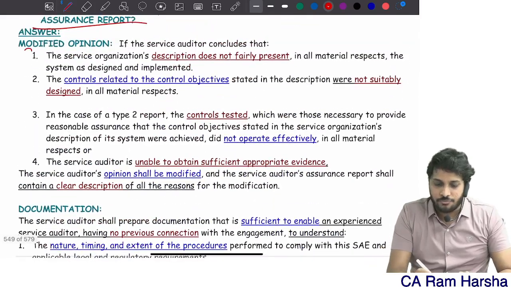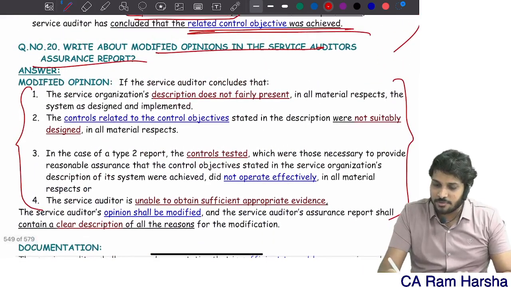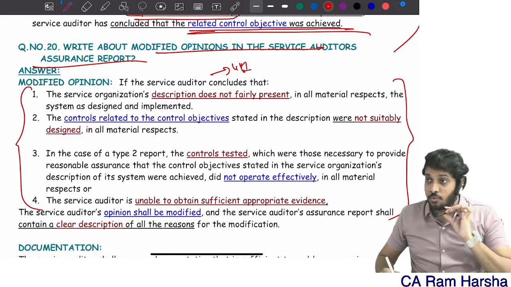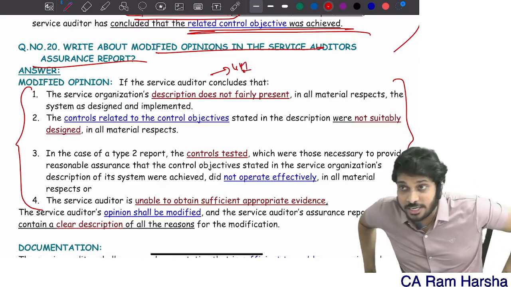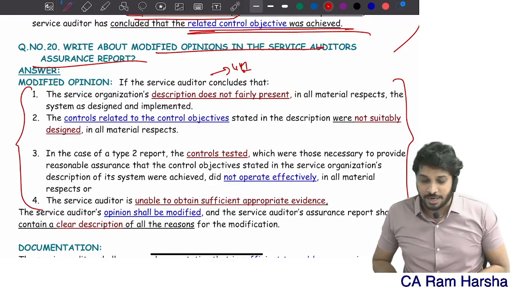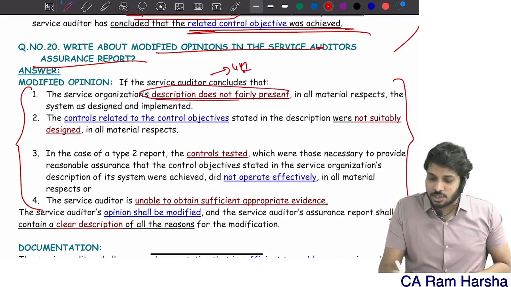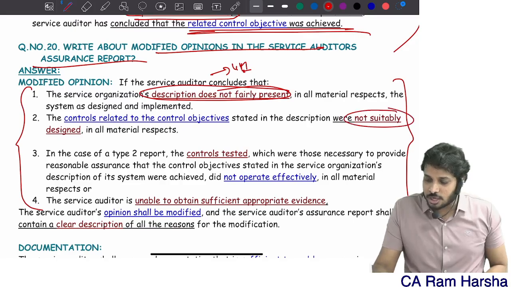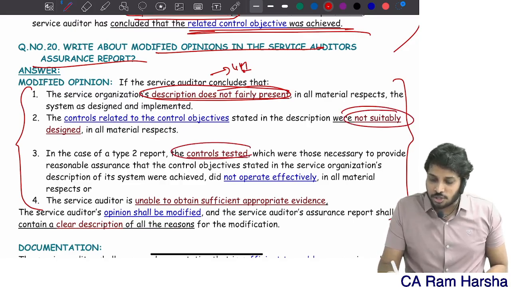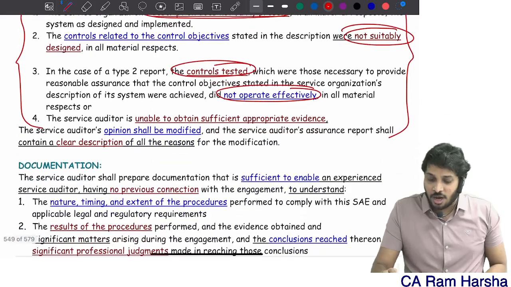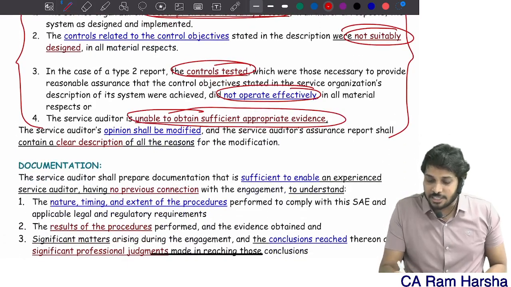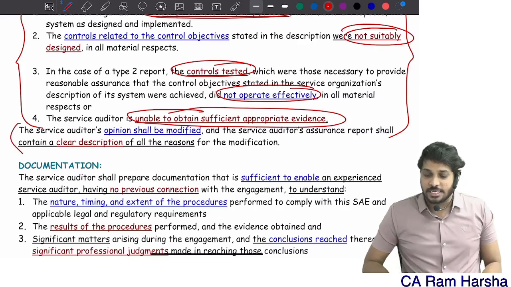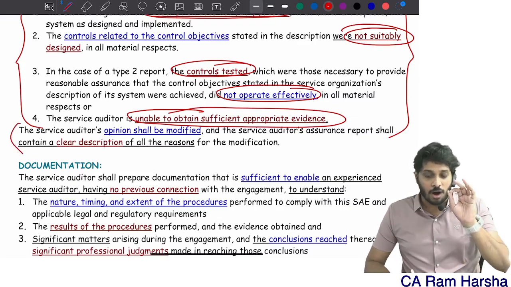There are 4 circumstances. They'll give you this 4 marks question: under what circumstances shall the service auditor issue a modified opinion? One, if the description is not fairly presented; two, if controls are not suitably designed; three, if controls tested are not operating effectively; or four, if you are unable to obtain sufficient appropriate evidence. In all these cases, the service auditor shall give a modified opinion.